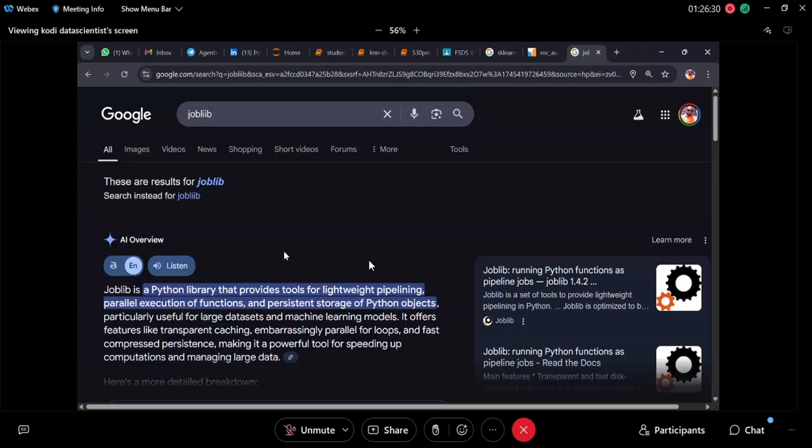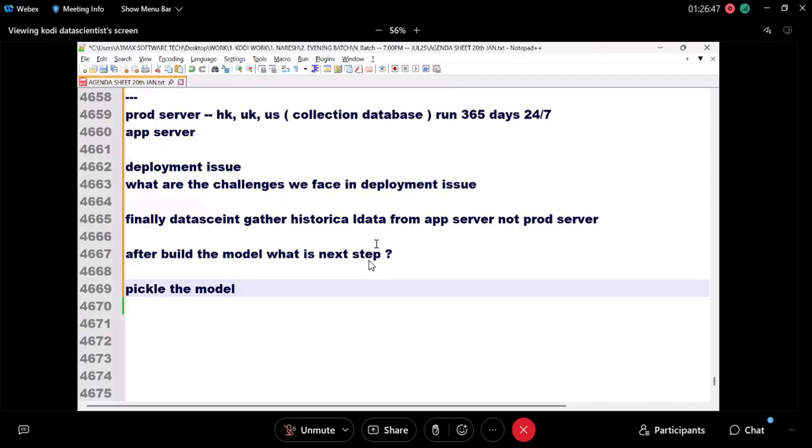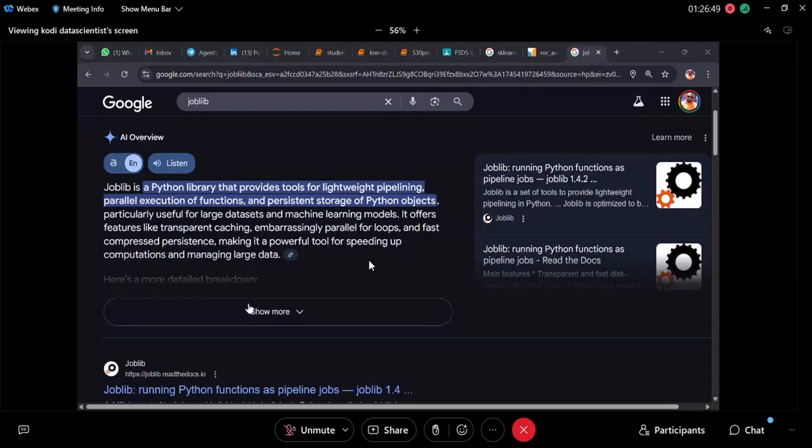So joblib is a Python library that provides lightweight pipelining, parallel execution functions, and persistent storage of Python objects. I have to create Python objects, guys. In the previous code, we created a Python object using file handling, with save binary file, read file, read binary, write binary.